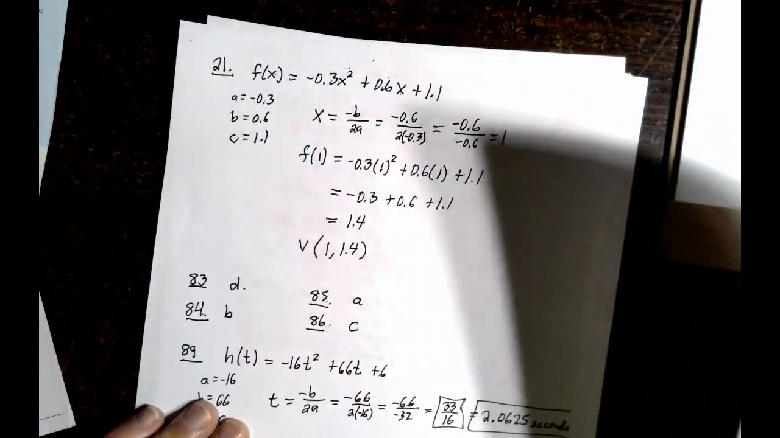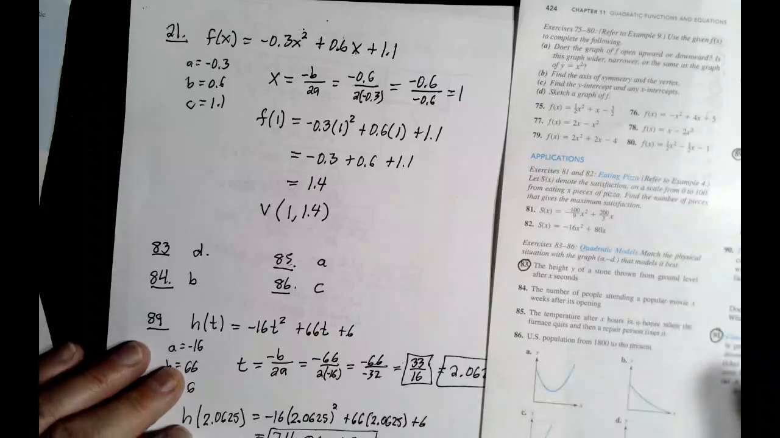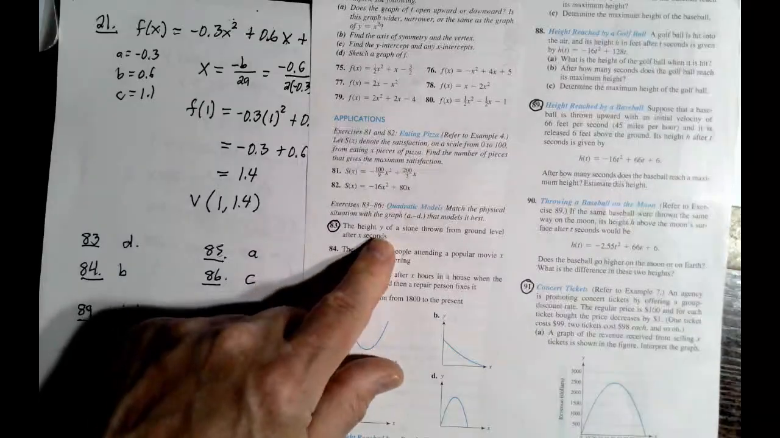Right. Number 83 says match the situation with the graph. Alright, so it says 83, the height y of a stone thrown from ground level after x seconds. So if it's thrown from ground level, it starts out at 0 height. And all the rest of these start out at a certain positive height, so it has to be D.